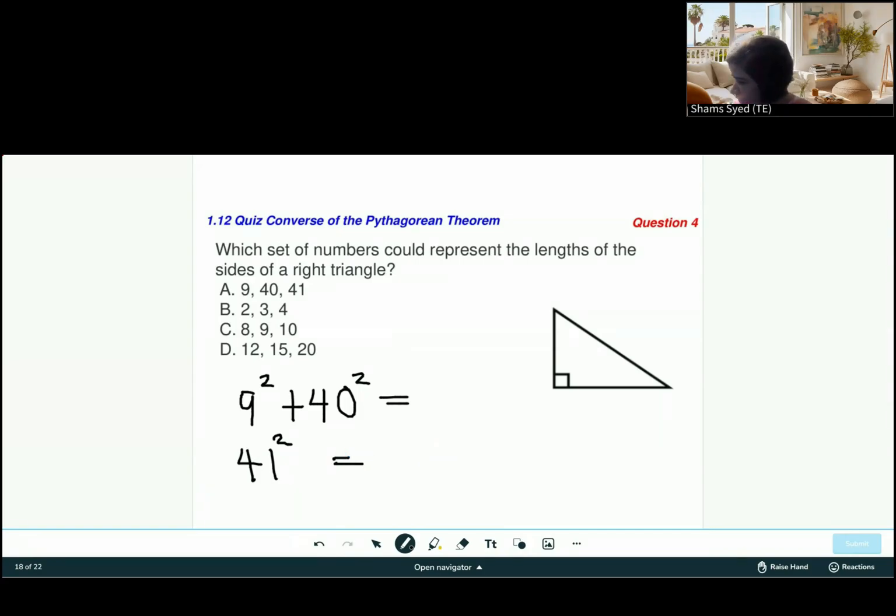Dwayne says 1,681. Dwayne, is 41 squared also 1,681? I think so. Then I can say A is the answer, because 9 squared plus 40 squared added together is 1,681, and 41 squared is also 1,681.